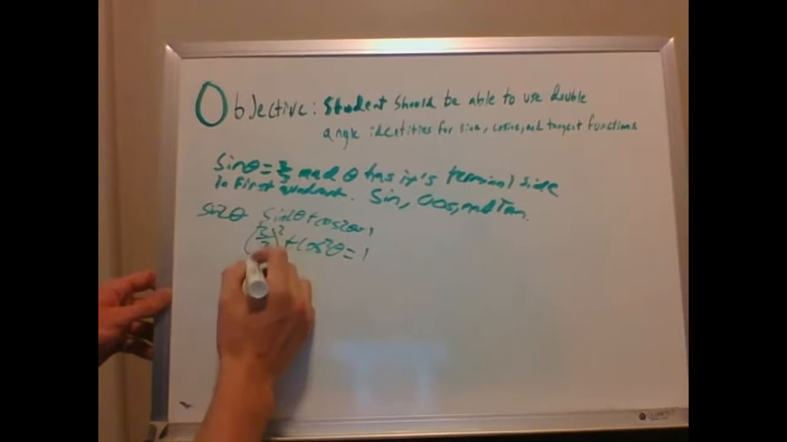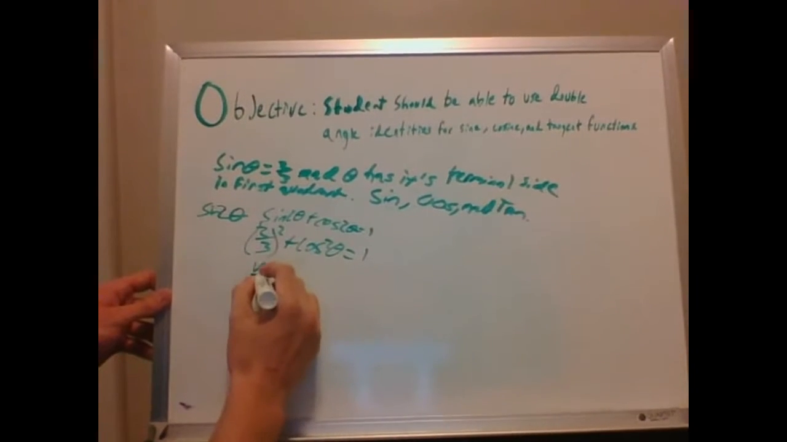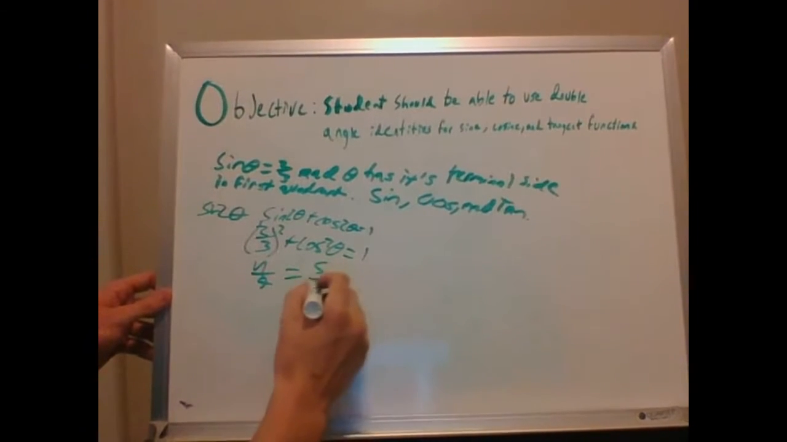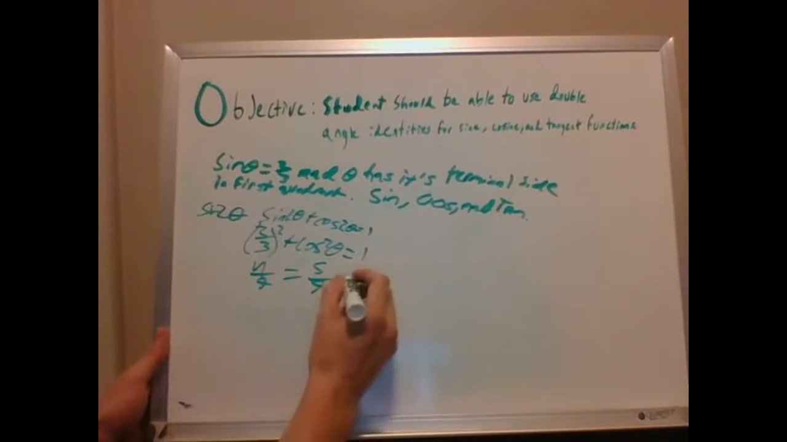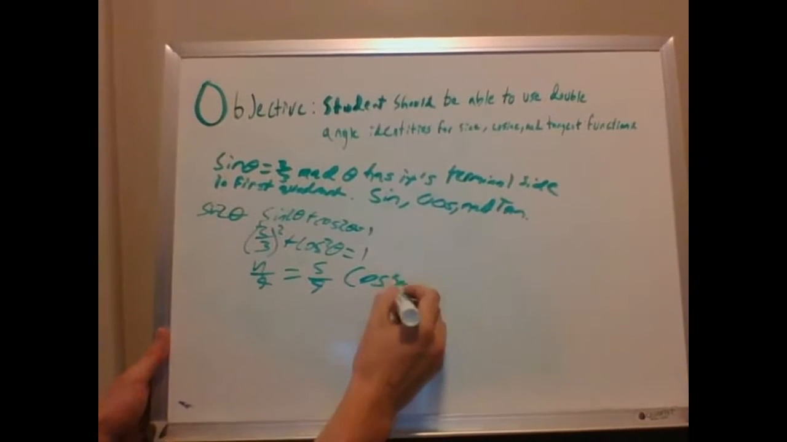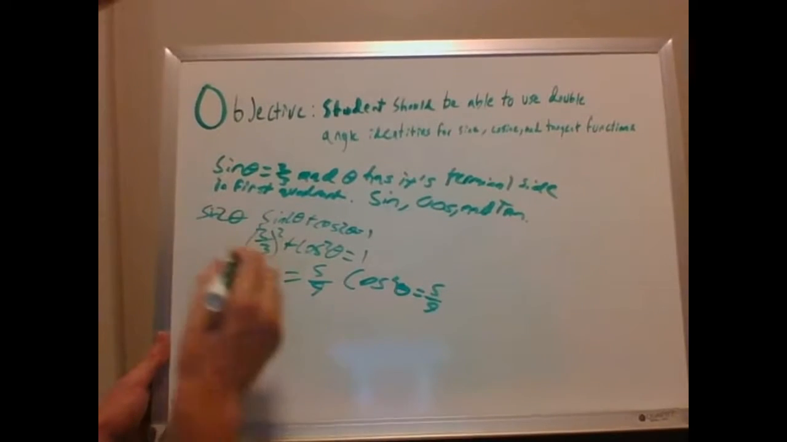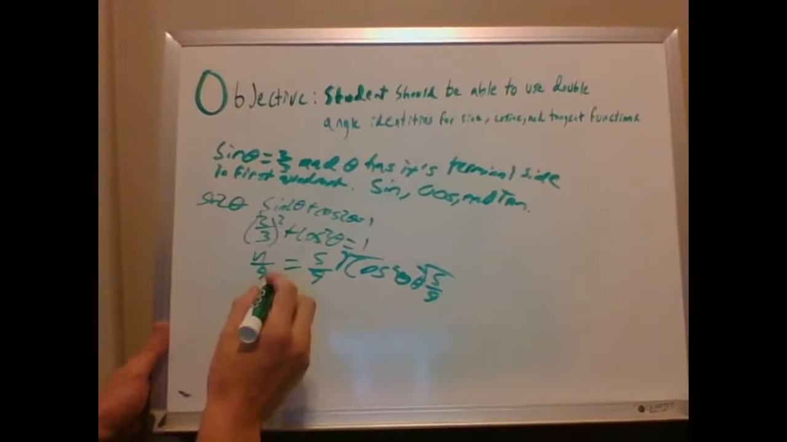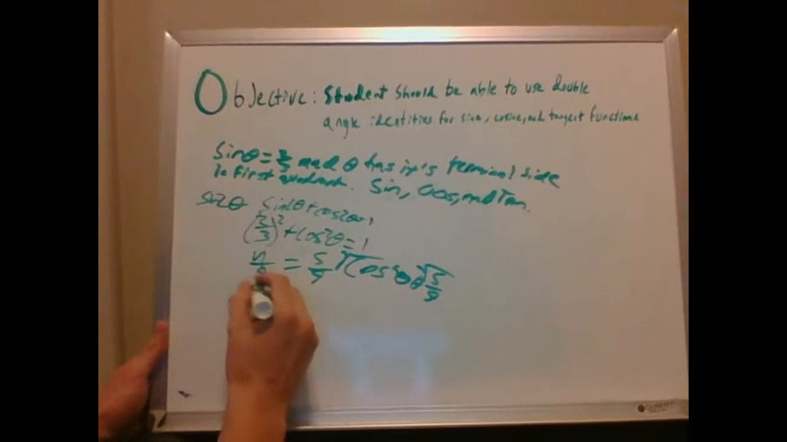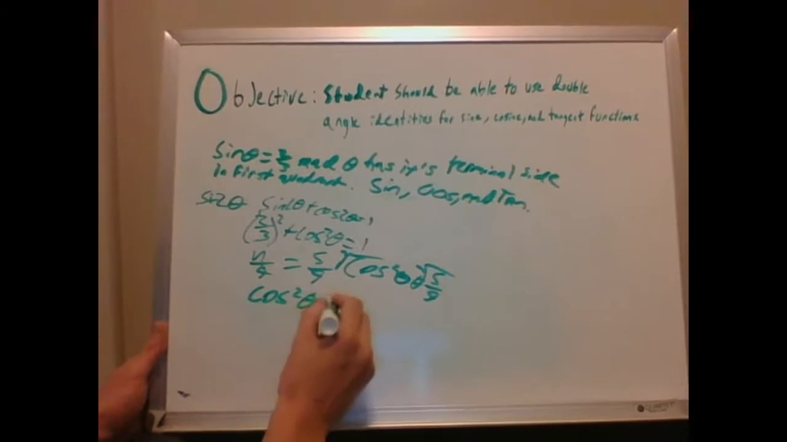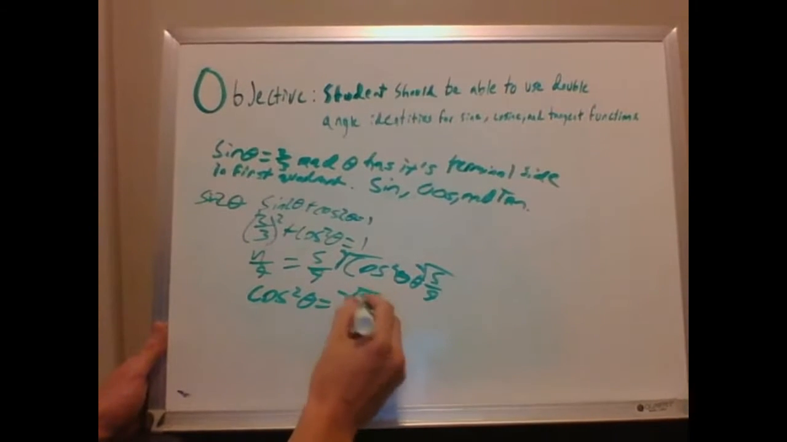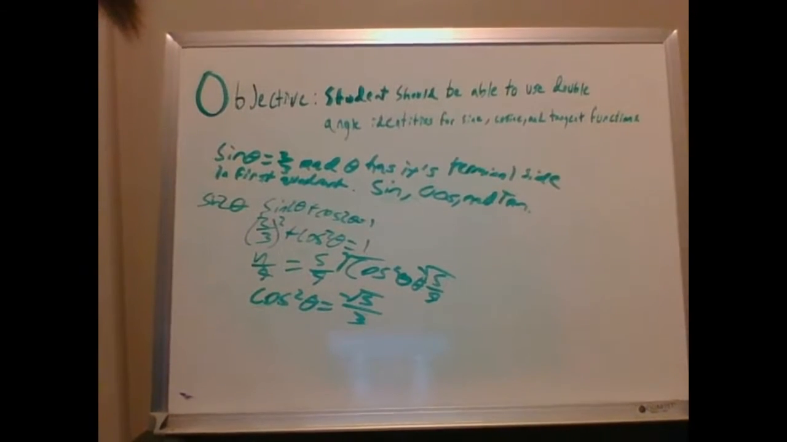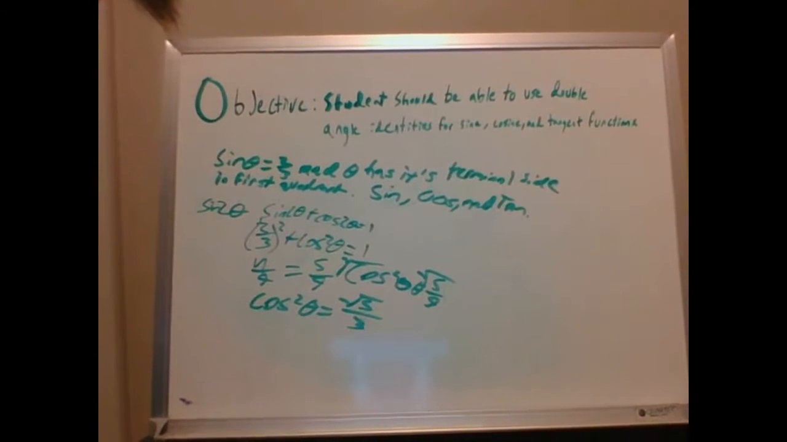And you're going to want to get this out of here. So that would be 4/9, and then you'd have to add 1, which would equate to 5/9. And let me write this out. Cosine squared theta equals 5/9. And to get rid of that, we want to square root this and square root this. That would leave us with cosine theta equals square root 5 over 3. So we found cosine theta, so now we can move on to find sine 2 theta.